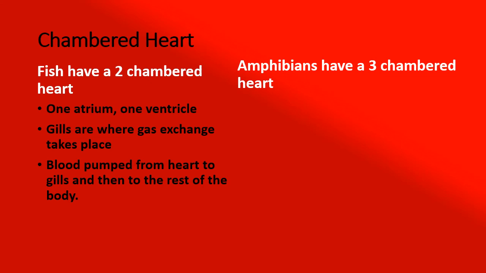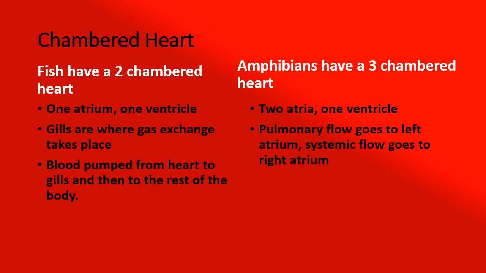Now, amphibians have a 3-chambered heart. That means they have 2 atria and 1 ventricle. And then, of course, they have a pulmonary circuit and a systemic circuit. So blood from the systemic circuit is going to come back to the heart via the hepatic vein and the cardinal vein. It's going to be pumped from the sinus venosus into the right atrium.